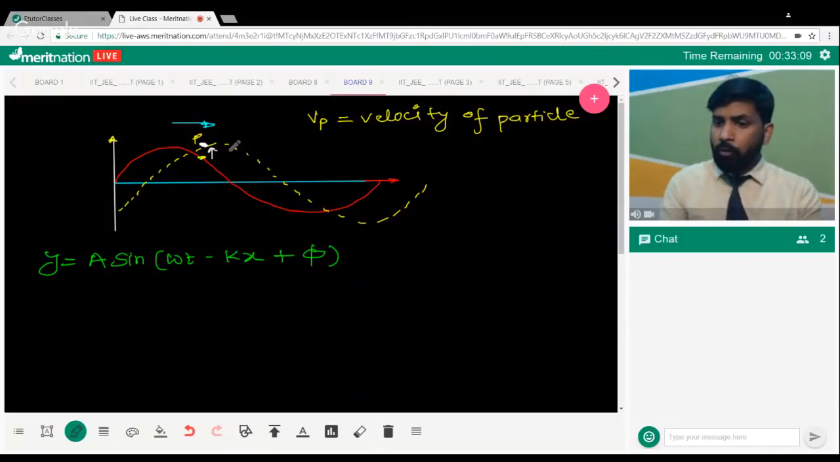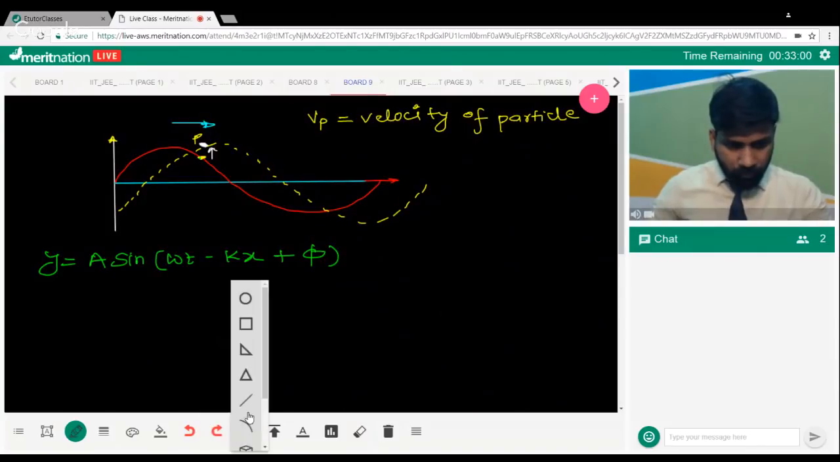After that, I'll give you one more method. I'll give you the mathematical formula which we can use to get the direction. See here, let us take one more example.